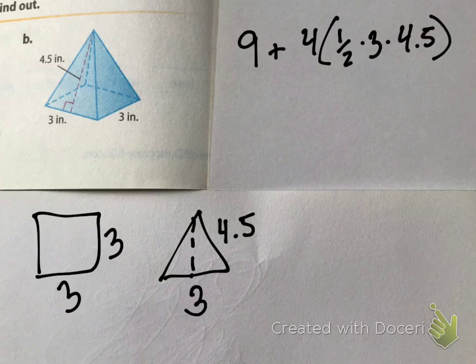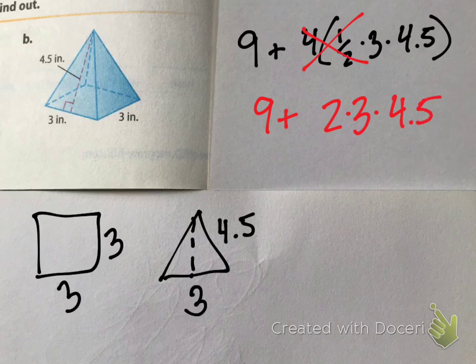Now, once again, I'm lazy. I don't want to do this. I change that to 9 plus 2 times 3 times 4 and 5/10. So let's check that out. 2 times 3, that's 6. 6 times 4 and 5/10.